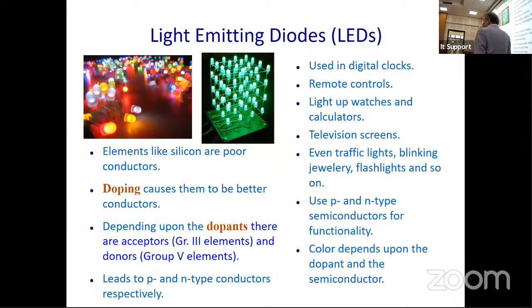Light emitting diode. I think all of you know LED, you're using LED TVs, LED technology. But remember, silicon itself is a very poor conductor. How does it become a good conductor? By doping. So you have group 3 or group 5 elements, you dope them and you have P and N type semiconductors. And that is used in digital clocks, remote controls, everywhere, jewelry, flashlights, television screens, P-type and N-type conductors. All color, of course, depends on what doping you use or what kind of silicon. So that is very important. But don't forget, it's all silicon technology we say, but silicon itself is not a good conductor. It is a little bit of doping, but a little bit of doping, not impurity.